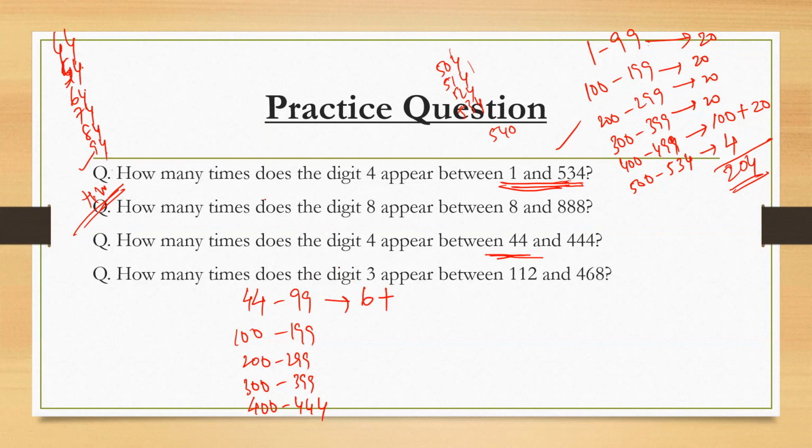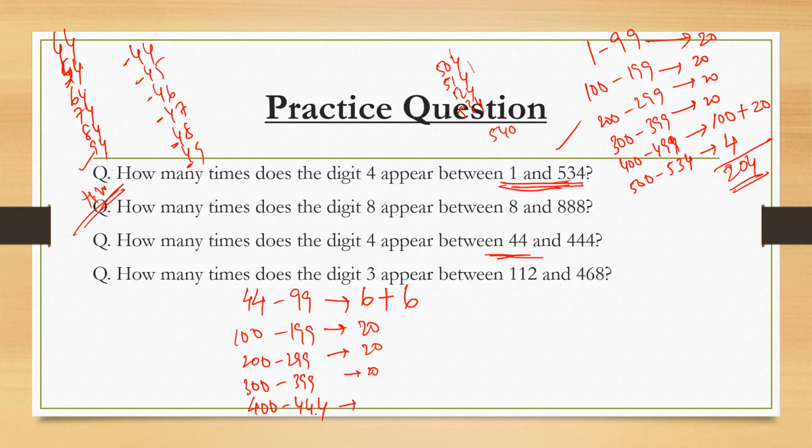Now we are concerned about the digit 4 appearing in the tens place. So again, 44, 45, 46, 47, 48, 49. 1, 2, 3, 4, 5, 6. Again, 6. Now here it completes the entire circle. So 20 times. Digit 4 appears 20 times. What about this one?